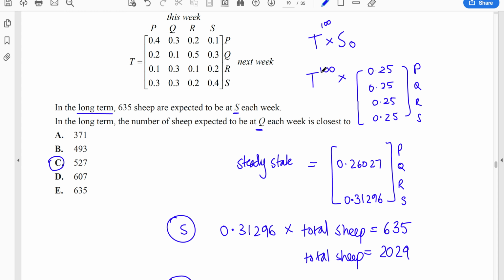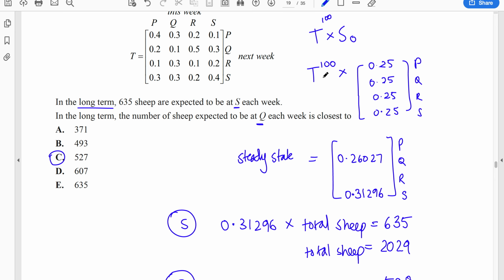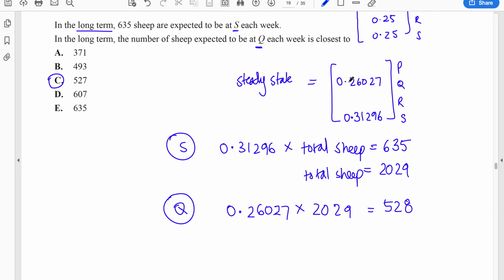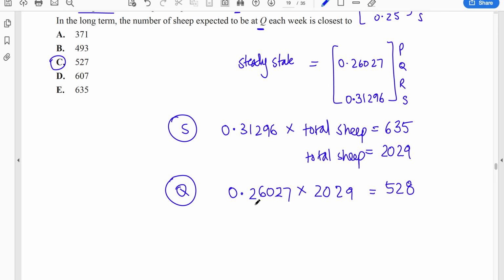Then I applied this long-term matrix. I did check though, obviously, that it was steady, and it was. And then I used these proportions here and converted them to actual values to finish off.